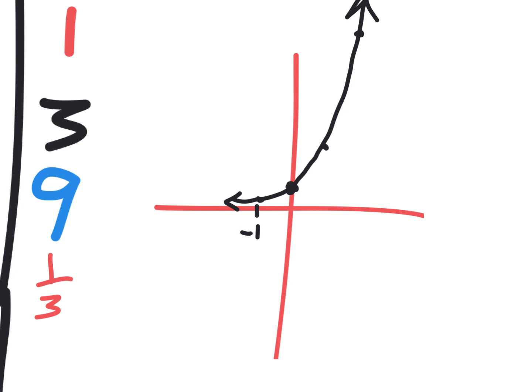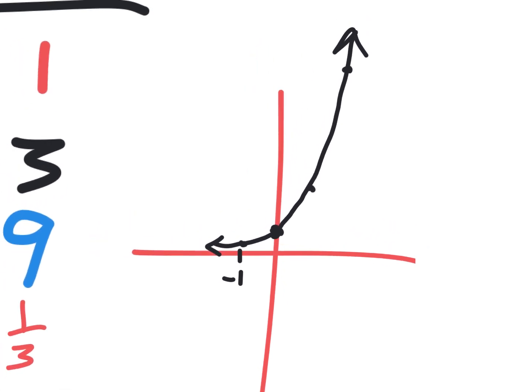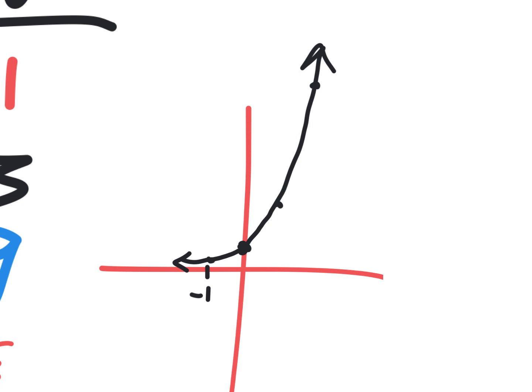All right. So this is exponential growth. What's it called when you have exponential decay? It's called a decay function. And that looks like this.